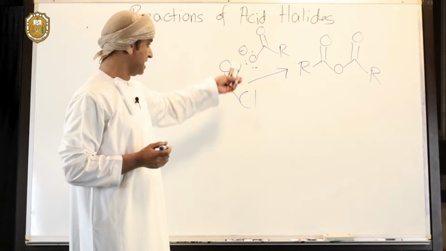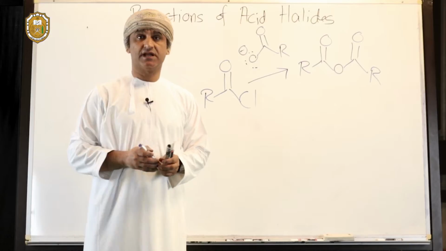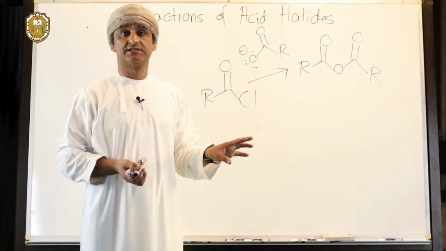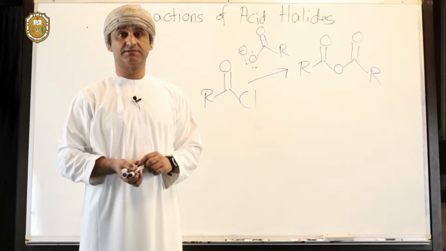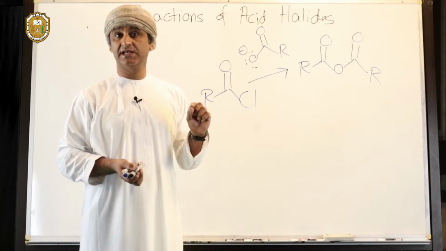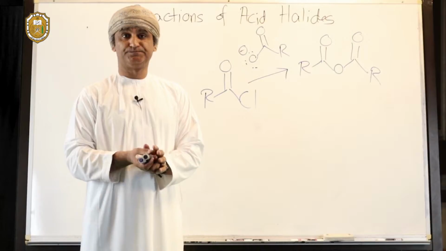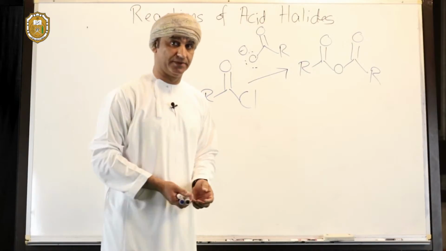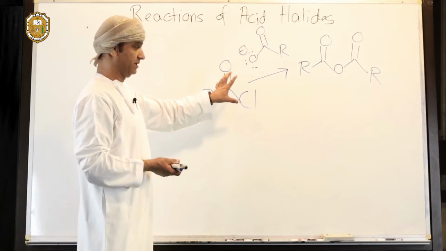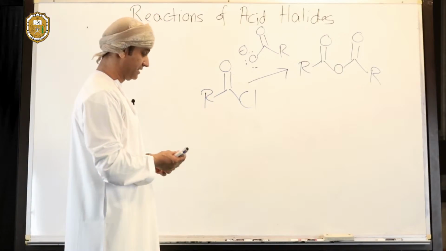So that's one important reaction, transforming acid chlorides into acid anhydrides by treating the acid chloride with a carboxylate ion. And if you remember, these carboxylate ions are conjugate bases of carboxylic acids, which can be made from the corresponding carboxylic acids by treating the carboxylic acid with a mild base, such as the hydroxide ion or even sodium bicarbonate. So that's one reaction of acid chlorides.